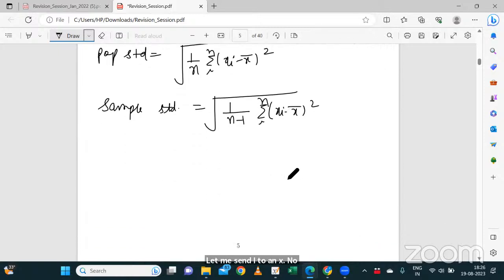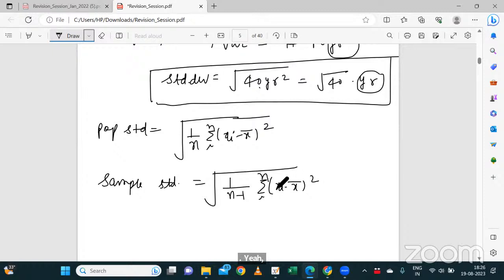Now, sir, one question. Yeah, please go. Why are we deducting one number in the sample standard deviation? That's what I actually told you. For this particular course, you can just keep it in your mind. There is some history behind it, I mean, you'll study it later. Why we are using n minus 1.